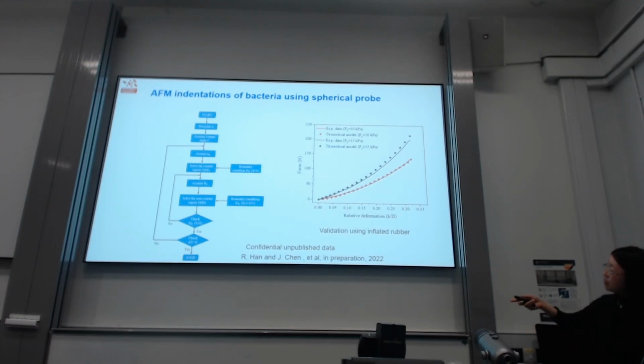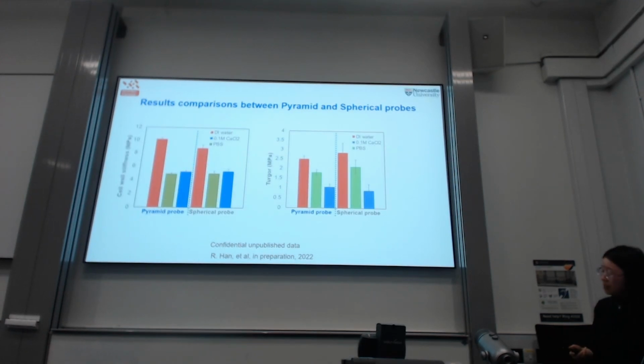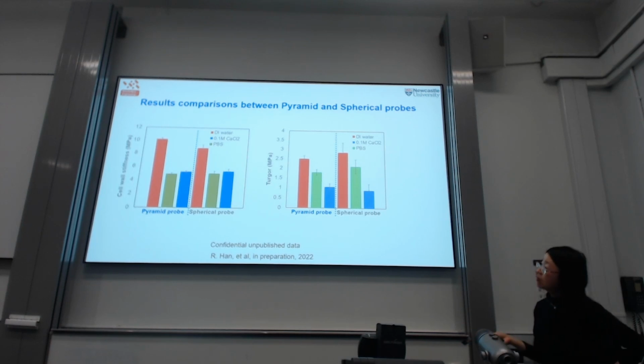After the FE simulation, we also did experimental work on engineering materials to validate the equation, and as you can see, there is good agreement. Then we applied it to the bacteria. The beauty is that it doesn't matter whether we use the pyramid probe or a spherical probe. For bacteria in different chemical conditions, it gives us very consistent results for both cell wall stiffness and turgor.